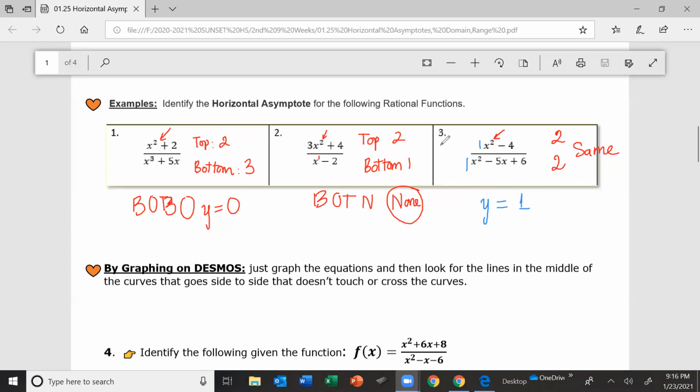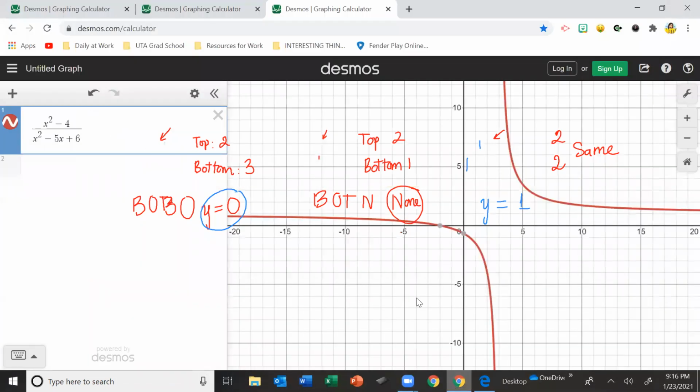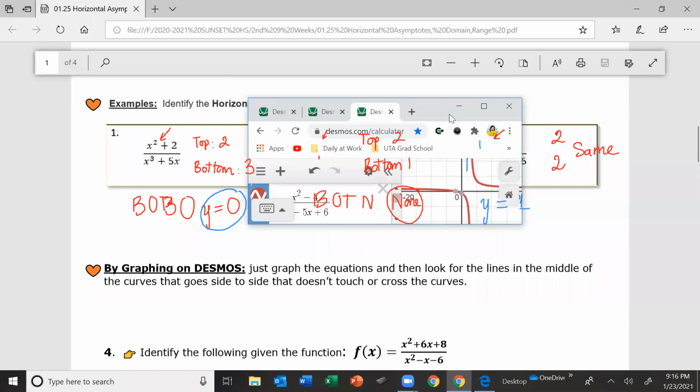Okay, so we have seen 3 different types right here. Now, we can always graph them on Desmos and justify the graph. Okay, so let's see. The first one we said is y equals 0. The second one we say y equals none. And then the third one we have y equals 1. Let's check it out on the graph. Okay, check it out.